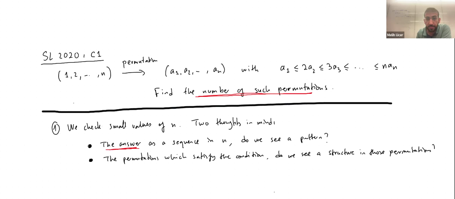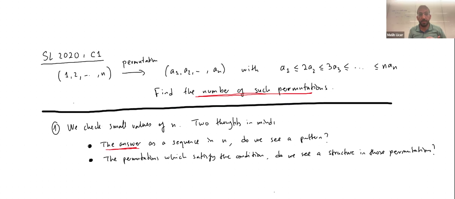Probably the first thing here is exactly what you thought when you said you would try a few examples. You would look at small values of n. The first thing you probably thought is, okay, I will try to find the number of permutations and see how it depends on n, how it increases with n.